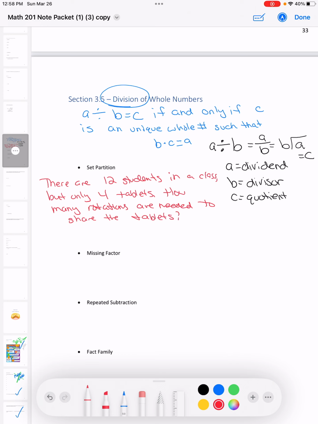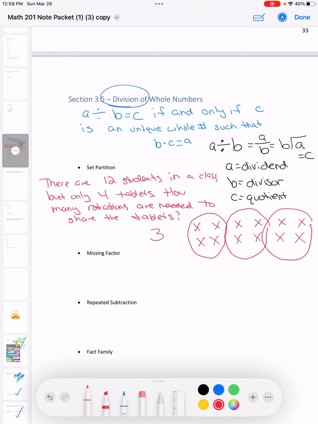So we're thinking about taking that whole class and dividing it into these smaller groups, these smaller sets here. Now, I'm not going to draw 12 students. That would take me a while. I'm not very good at drawing. But I can represent them with X's. So there's 12 X's. There are 4 computers, or tablets per rotation. So I can put 4 in a group, and there are 3 groups. So this dividing is taking a set and figuring out how many groups could be made out of the larger set.